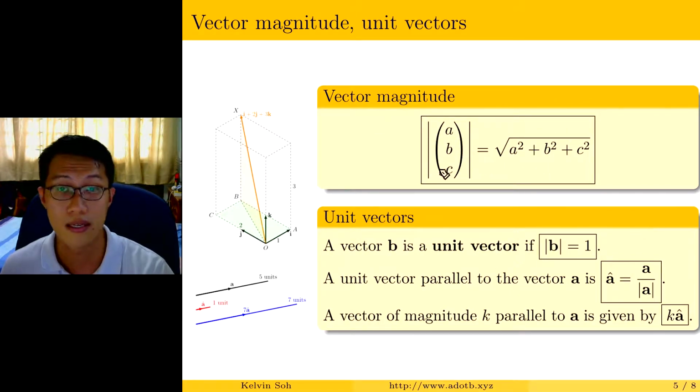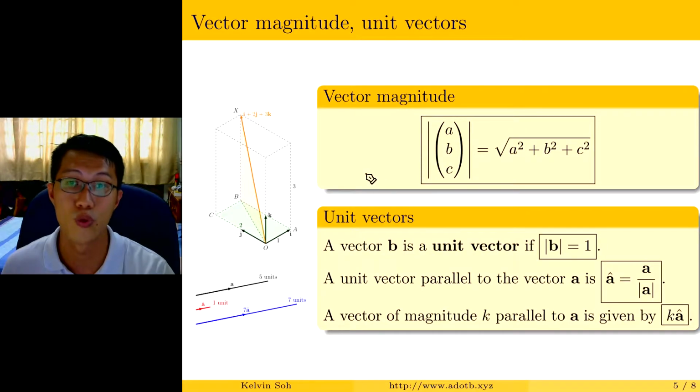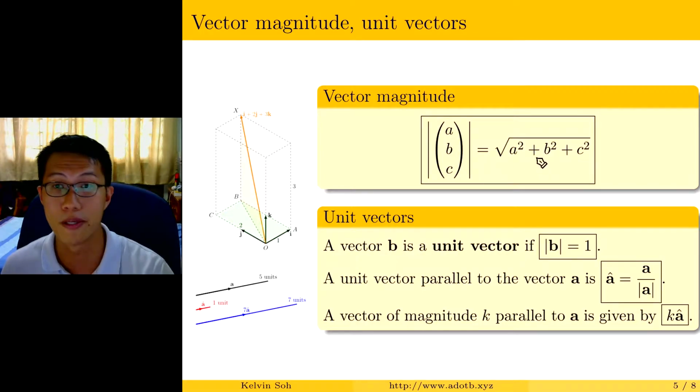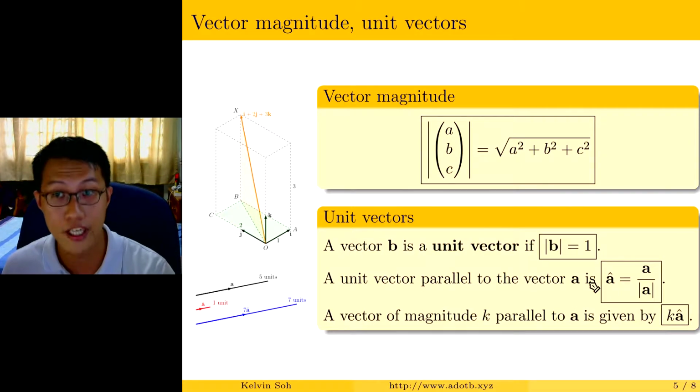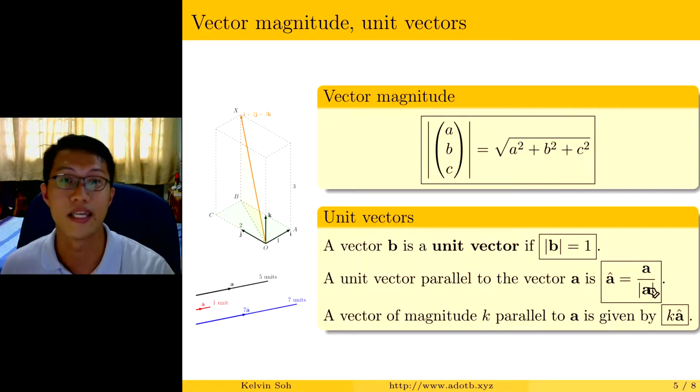The next concept is the concept of unit vectors. So this formula allows us to calculate the magnitude of different vectors. If a vector's magnitude happens to be 1, we will call it a unit vector. So a vector B is called a unit vector if the magnitude of it is 1. Given a vector A, it need not necessarily be a unit vector. To convert it to the unit vector, we use scalar multiplication. We take A divided by its own magnitude so that its magnitude now becomes 1.